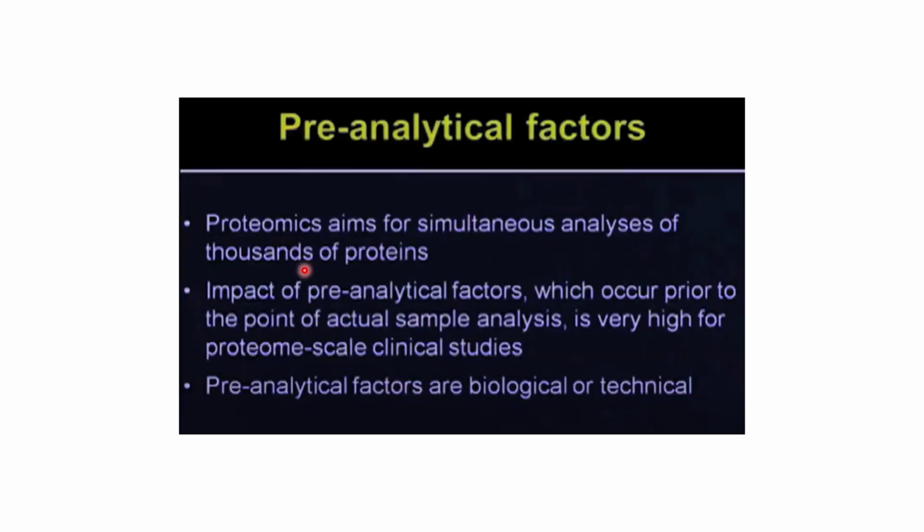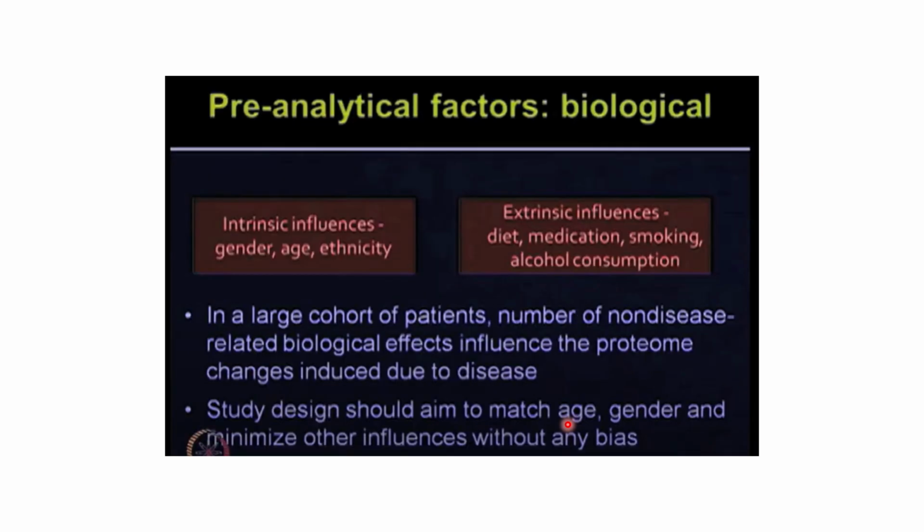So some pre-analytical factors, like aims for simultaneous analysis of thousands of proteins, occur prior to the point of actual sample analysis and are biological or technical. So it can be intrinsic influences like gender, age, ethnicity, or extrinsic influences like diet, medication. So depending upon this, a specific individual might have different types of proteins present inside his body.